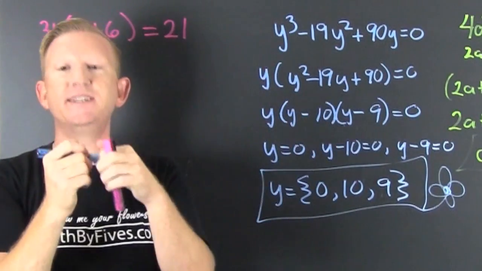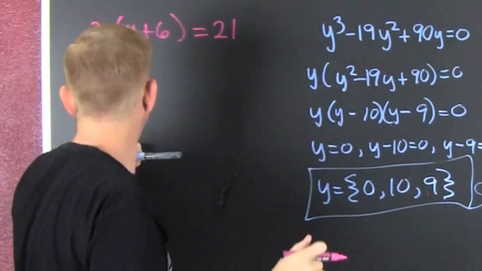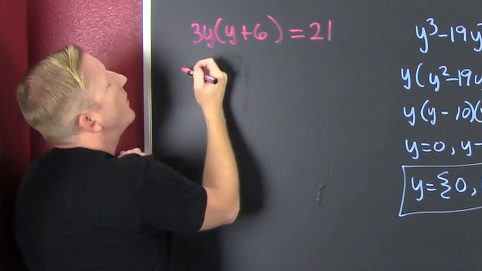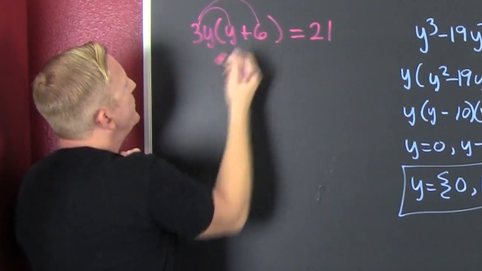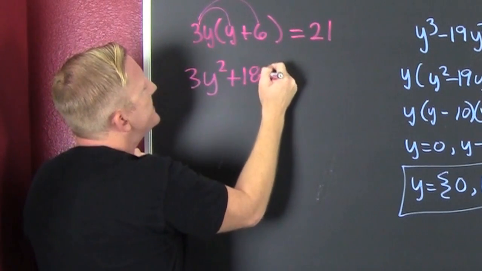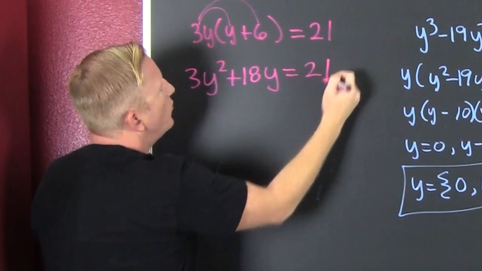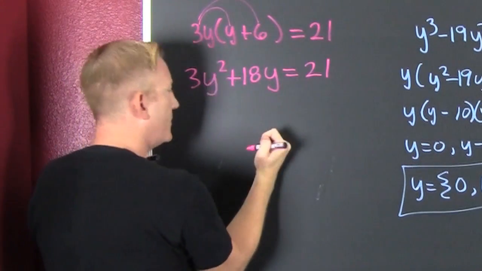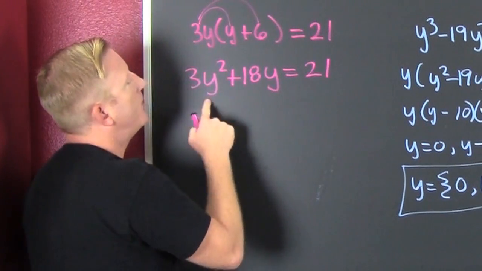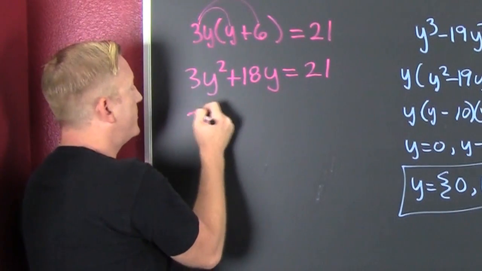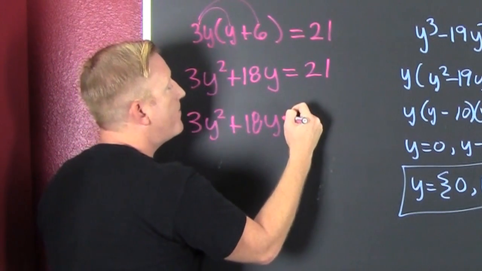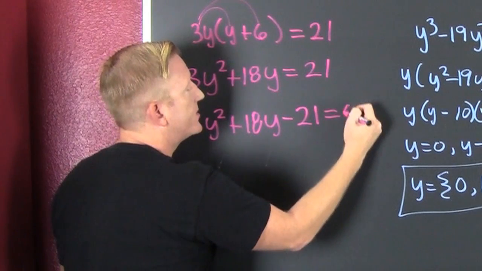Now we can go up to this pink example. Not that pink. So I'm going to clean it up. 3y squared plus 18y is 21. What is going on? Well, that's the one. Okay, back that math up. So that's 3y squared plus 18y minus 21 is equal to zero.